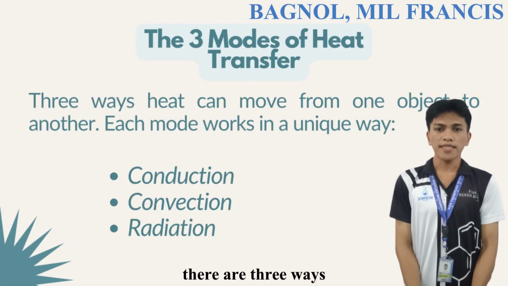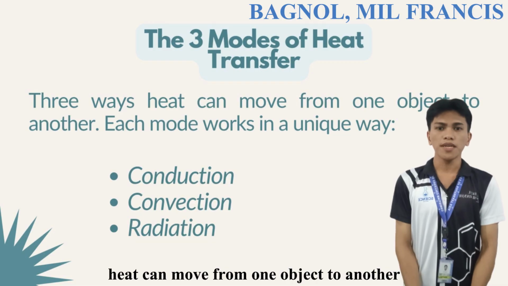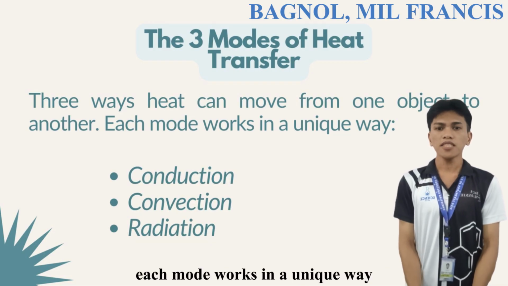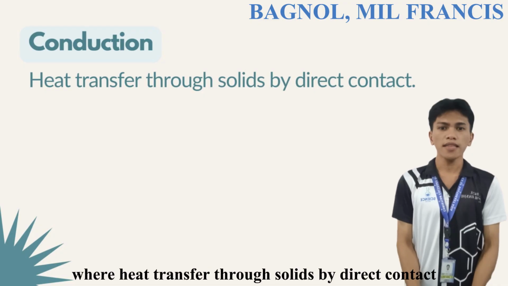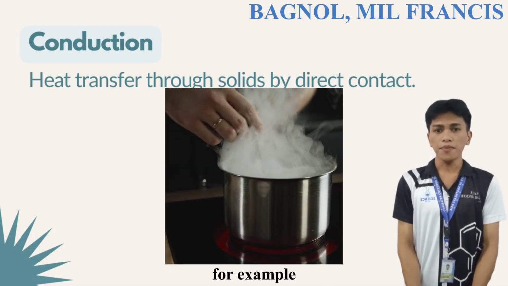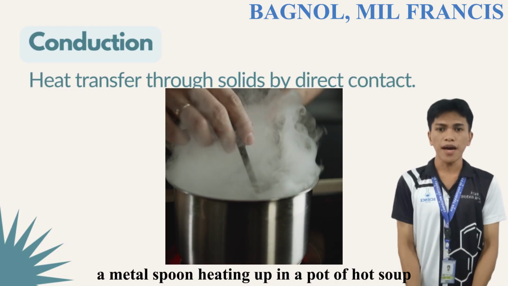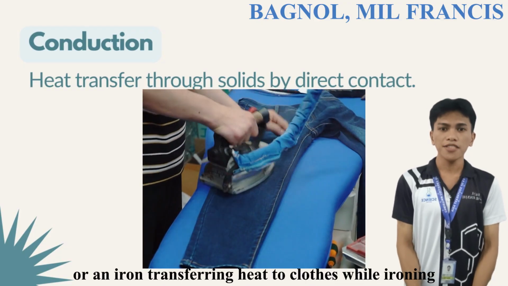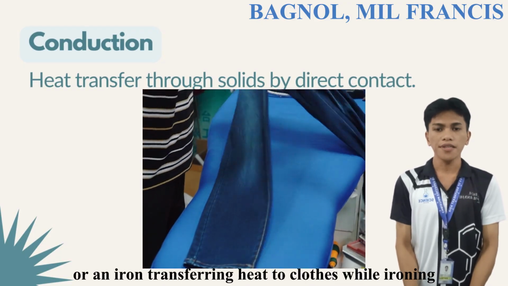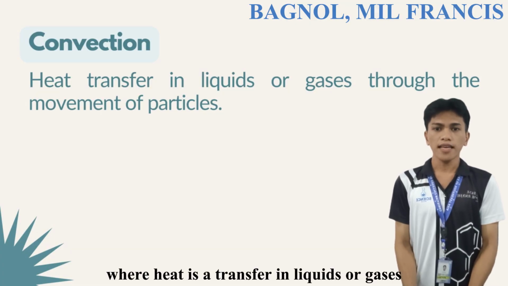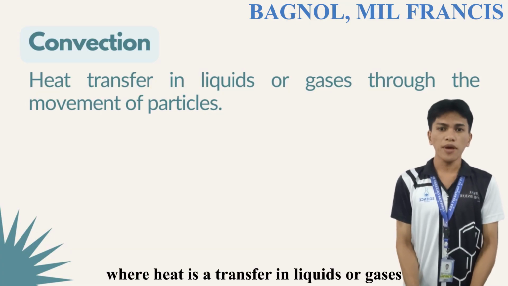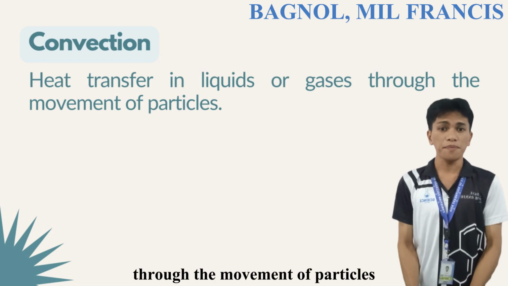There are three ways heat can move from one object to another. Each mode works in a unique way. First is conduction, where heat is transferred through solids by direct contact. For example, a metal spoon heating up in a pot of hot soup, or an iron transferring heat to clothes while ironing. Second is convection, where heat is transferred in liquids or gases through the movement of particles.